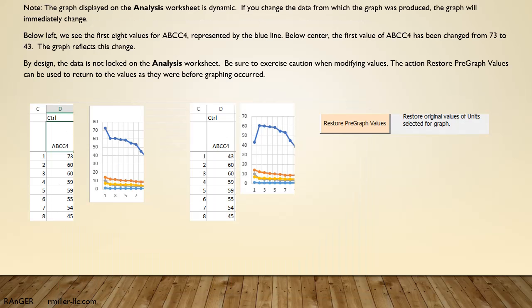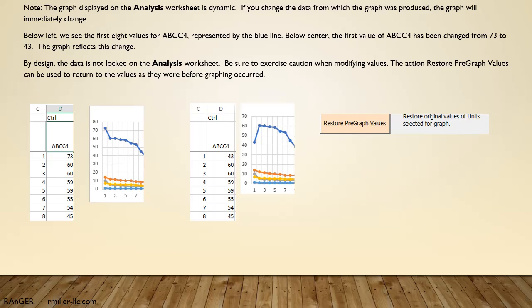Note: the graph displayed on the Analysis Worksheet is dynamic. If you change the data from which the graph was produced, the graph will immediately change. Below left, we see the first 8 values for ABCC4, represented by the blue line. Below center, the first value of ABCC4 has been changed from 73 to 43. The graph reflects this change.